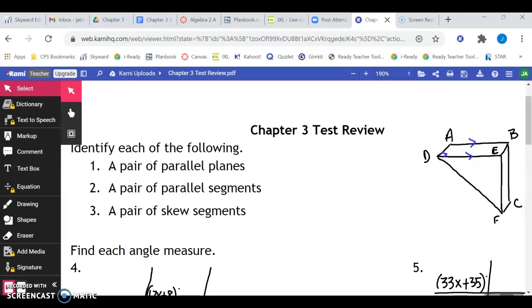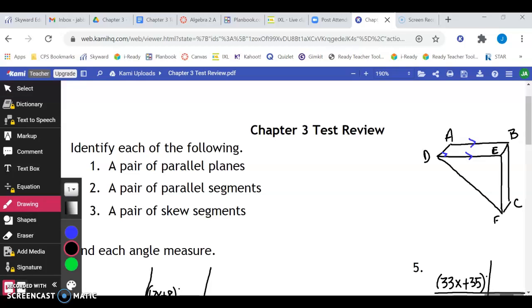All right, for the Chapter 3 test review, the first three questions we have to use the picture off to the right, and the first question says to identify a pair of parallel planes. So each side of that figure is a plane, and we need to figure out which sides are parallel. So looking at it, the edges, the rectangle shapes, are all touching, so those are definitely not parallel.